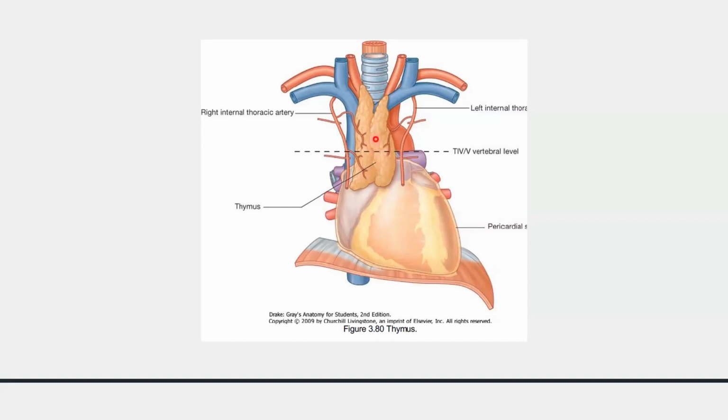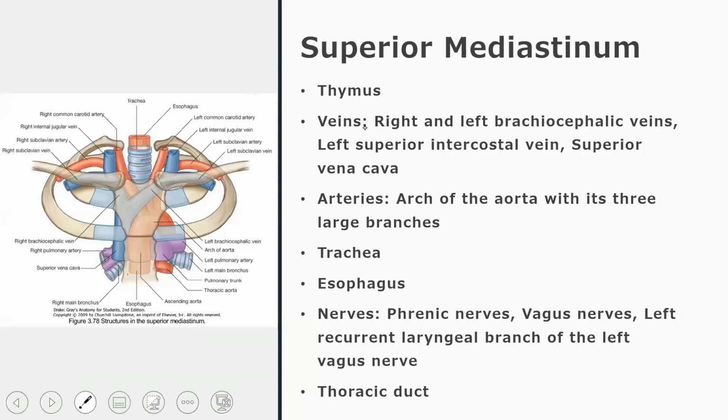So this is the thymus, and it is situated in the superior mediastinum, and it extends a bit into the anterior mediastinum as well, in front of the pericardium. Okay? So that's about the thymus. Then you have the veins. So coming from the heart, you have two major veins.